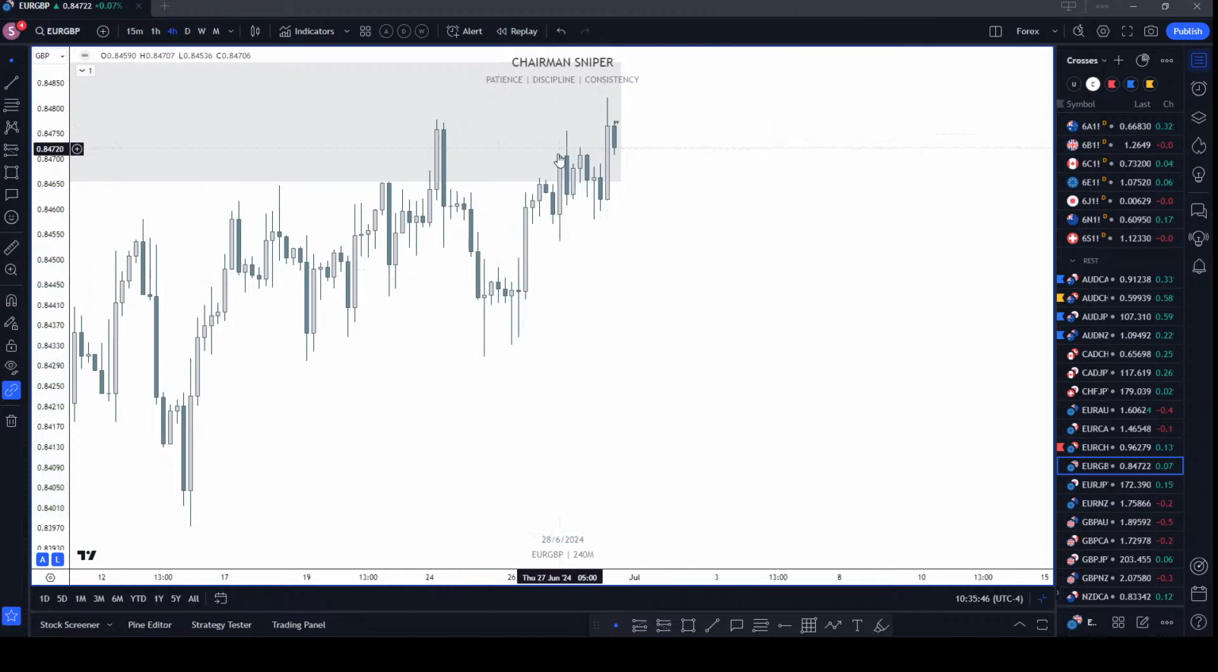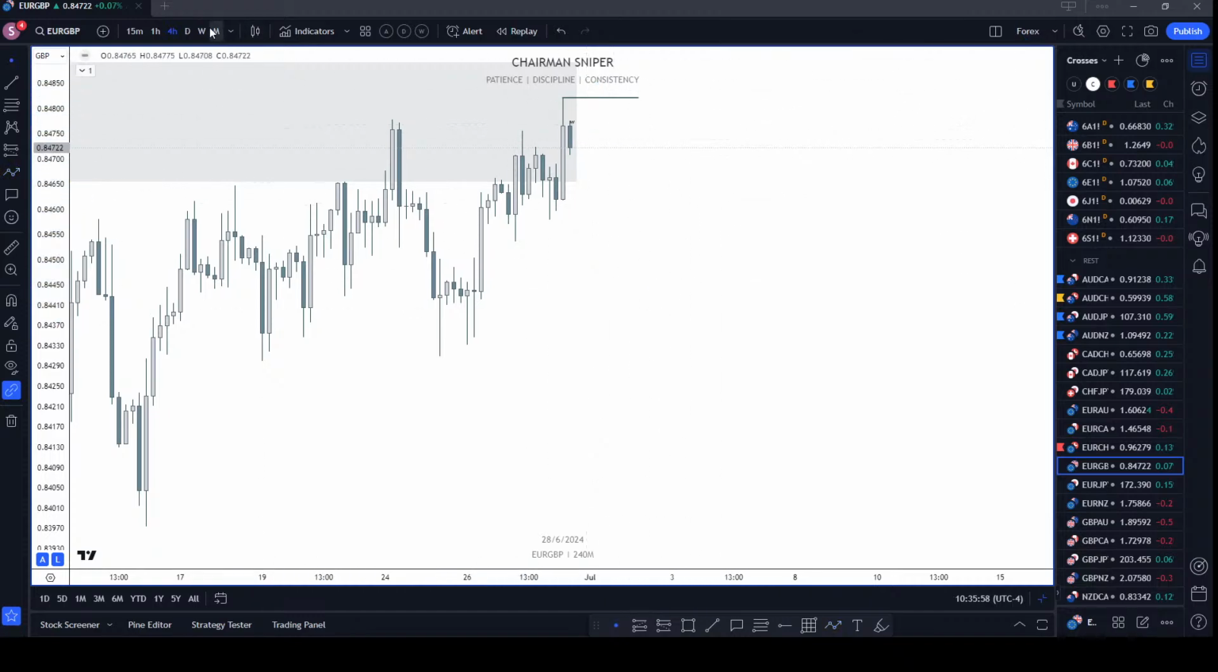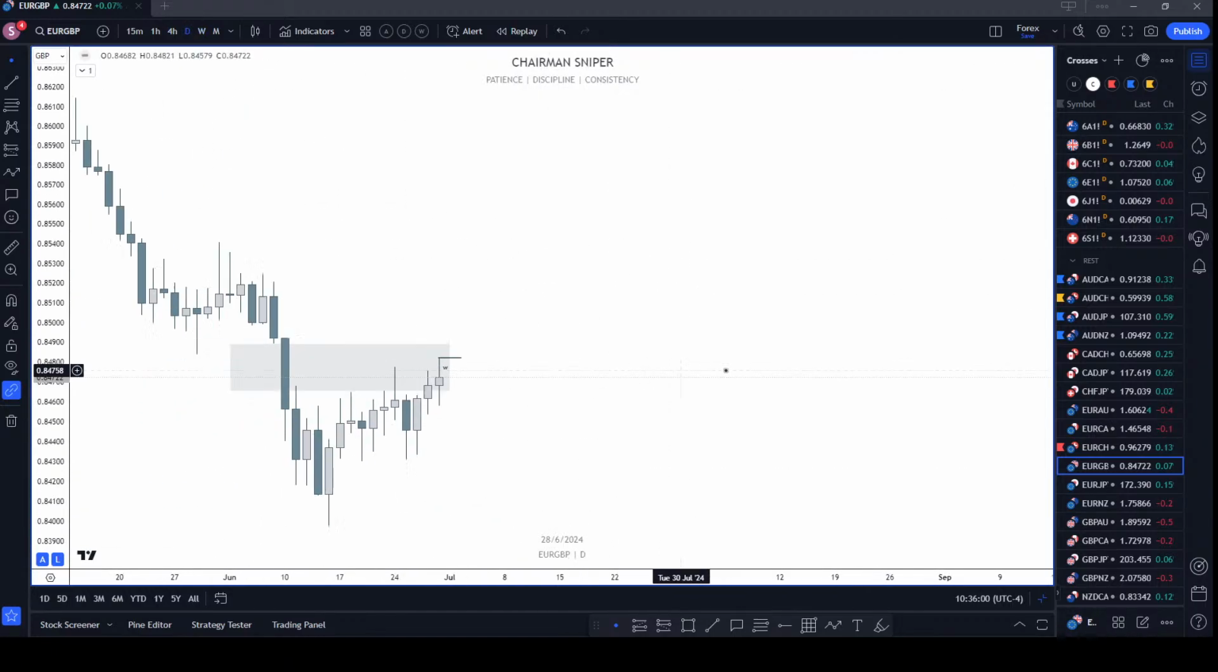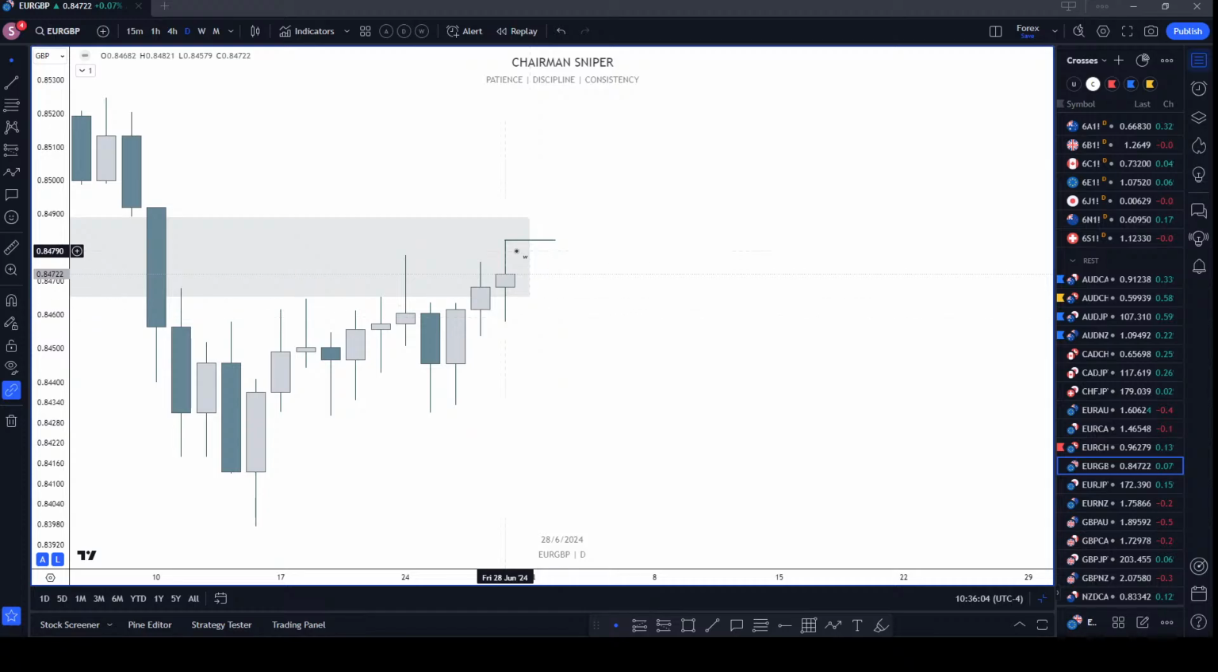Currently, price is back in this. If I want to trade this from the 4 hour, I would need price to actually take this high out and then move lower. If I want to trade this from the daily, which would probably be safer to trade it from, I would wait for a daily fair value gap lower and then trade when that is created, right?